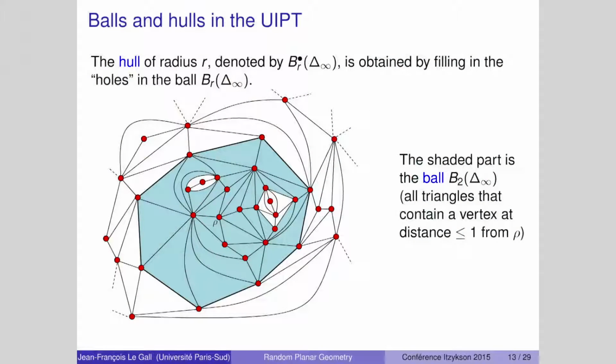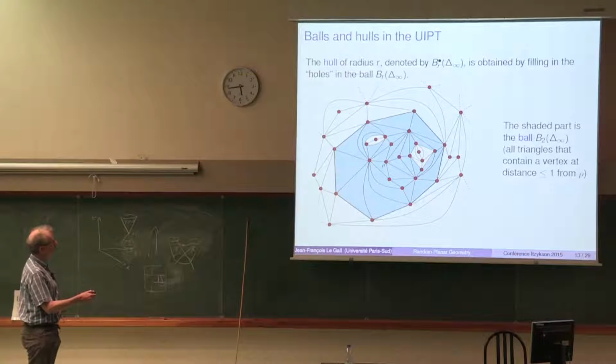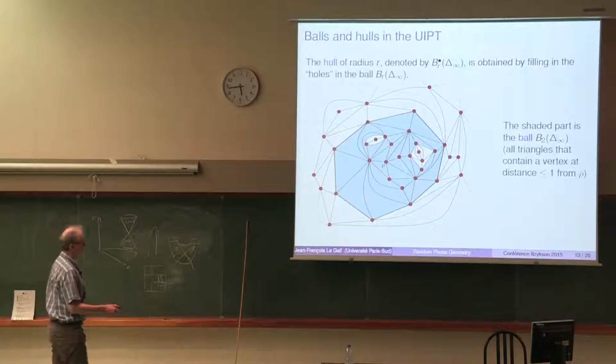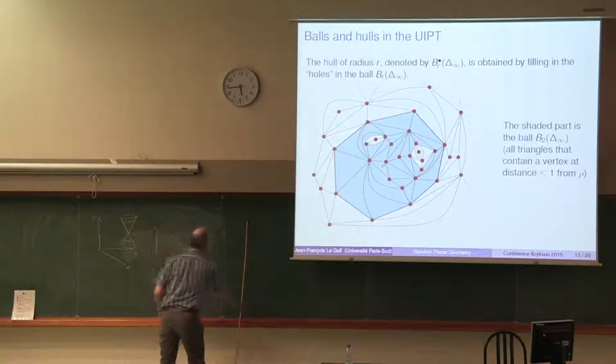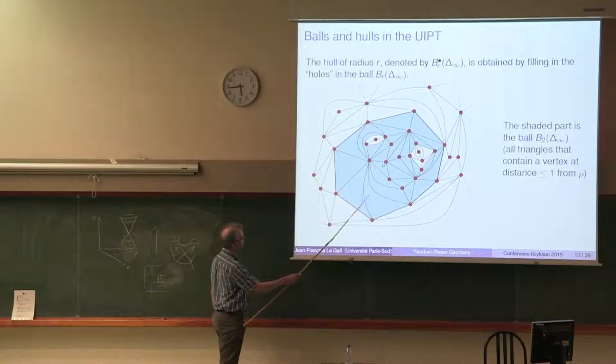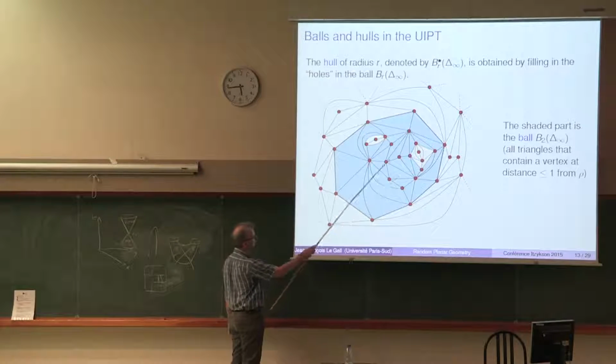Okay, so let me come to the more geometric properties of the UIPT. And well, I'm going to be interested, in fact, here in hulls of the UIPT. So what is a hull? I already defined to you the ball. Here is the ball of radius 2 in my example. So the ball of radius 2 here, you see, is just really, you have all triangles that have at least a vertex at distance smaller than 1 from the root vertex.